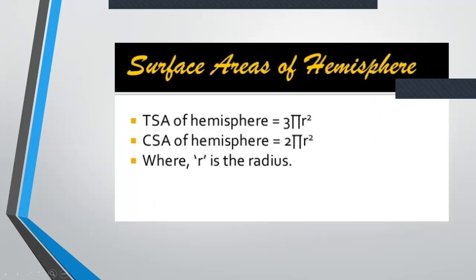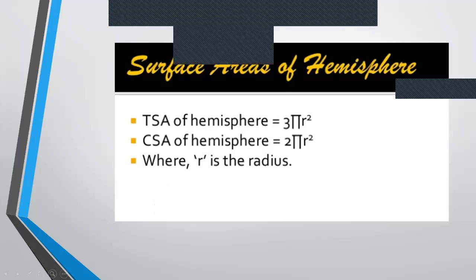Now, when we talk about surface areas of a hemisphere, imagine that you have cut it off here. Whenever we are talking about a sphere or a hemisphere, we are talking about a solid sphere or a solid hemisphere. For example, if you have a watermelon and you cut it, you get a hemisphere.